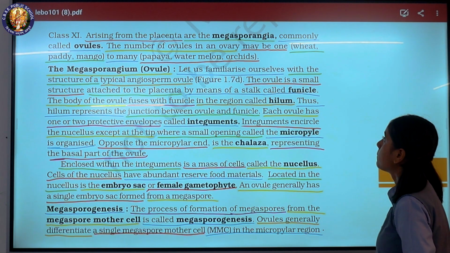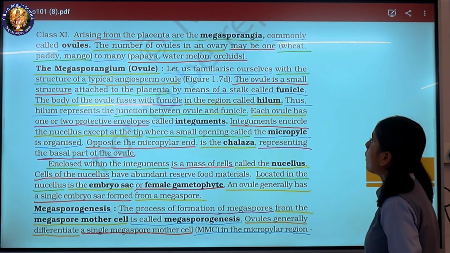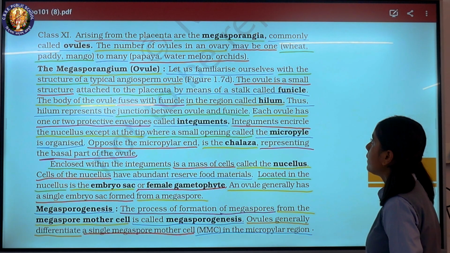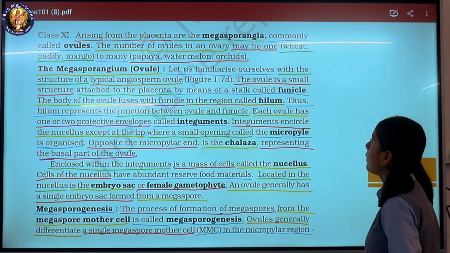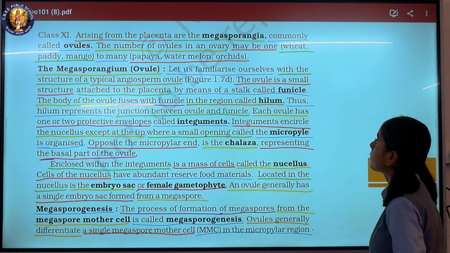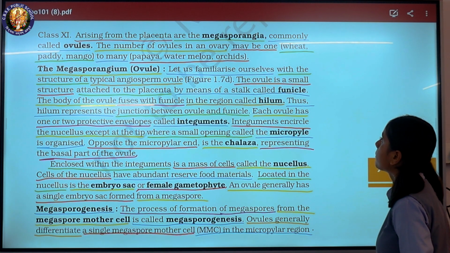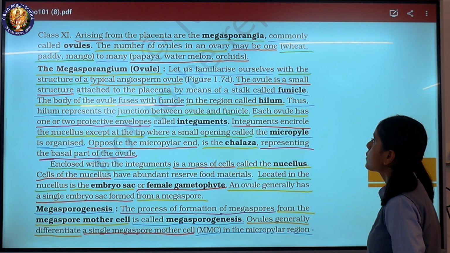Arising from the placenta are the megasporangia, commonly called ovules. The number of ovules in an ovary may be one: wheat, paddy, mango, to many: papaya, watermelon, orchids. The megasporangium, ovule. Let us familiarize ourselves with the structure of a typical angiosperm ovule.